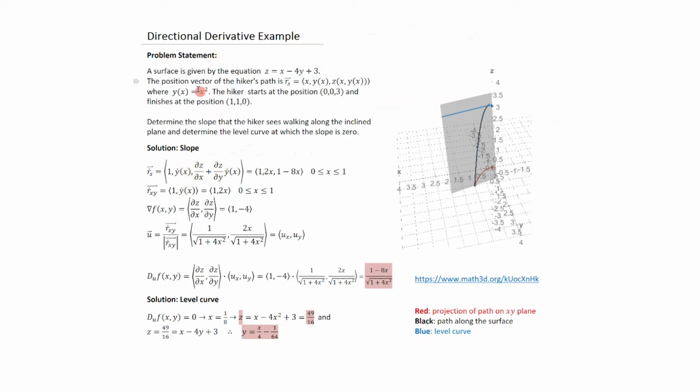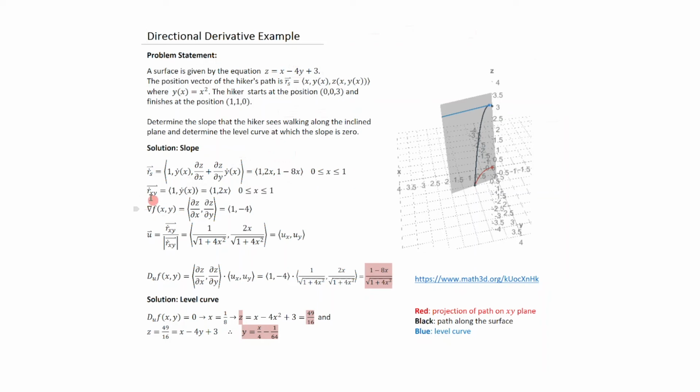dy dx would just be 2x. This is dz dx. It means taking the derivative of this would just become 1, plus dz dy, which would be minus 4, times dy dx here. And so if you work through that, you'll end up with this being the position vector. And as we stated before, x goes from 0 to 1.